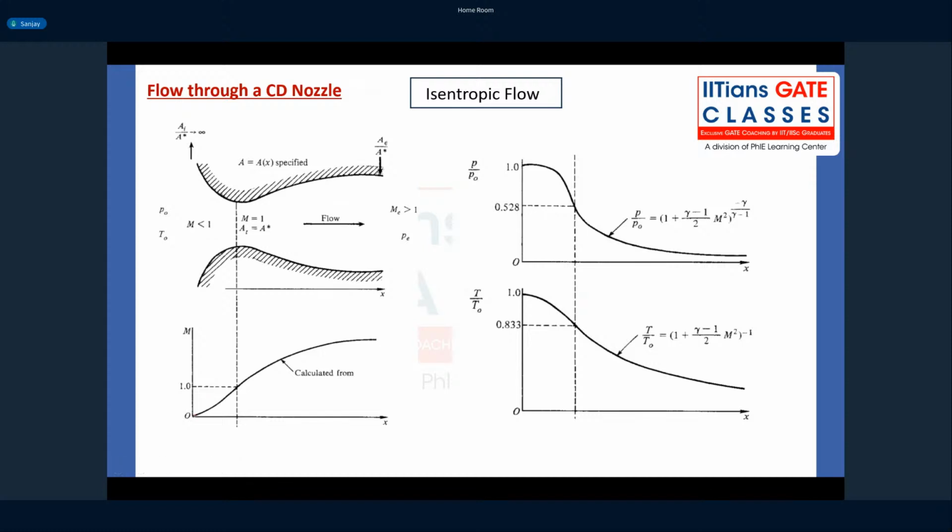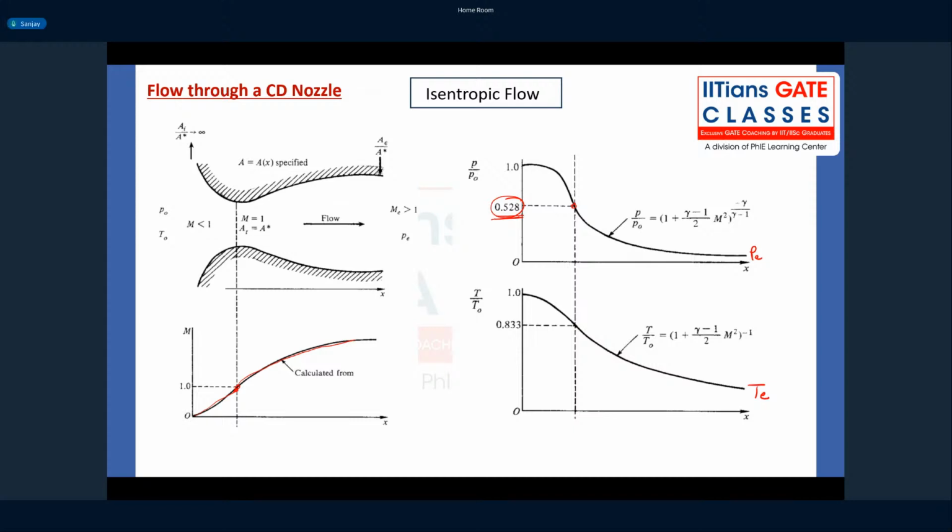So you see that the Mach number increases from 0 to 1, which is at the throat, and then it goes to supersonic value at the divergent section. Similarly, static pressure reduces, it reaches 0.528, the pressure ratio at the throat, and then it drops to the isentropic value at the exit. Similarly, for the static temperature. So this is how properties vary.